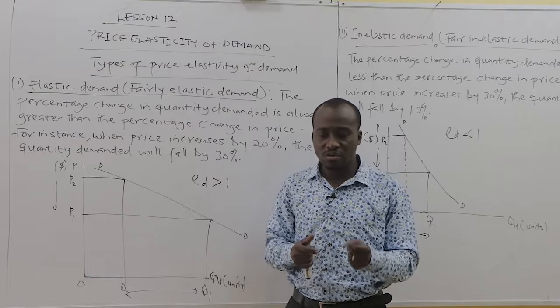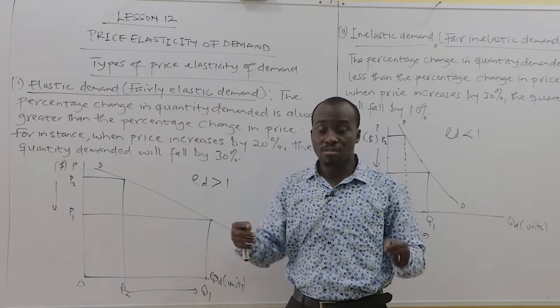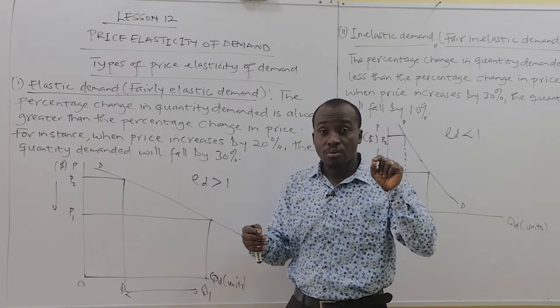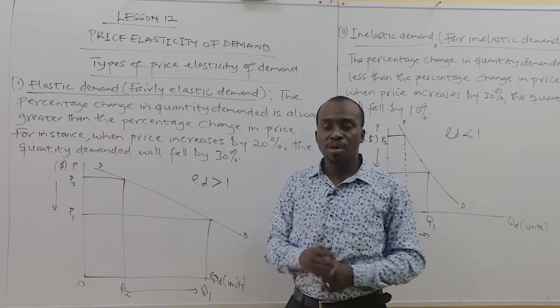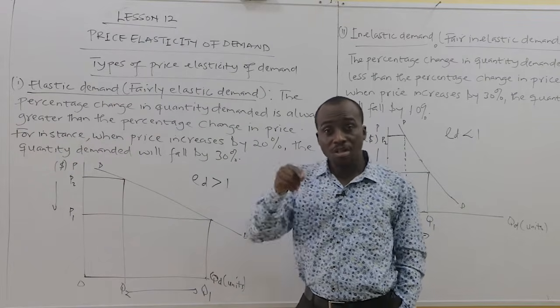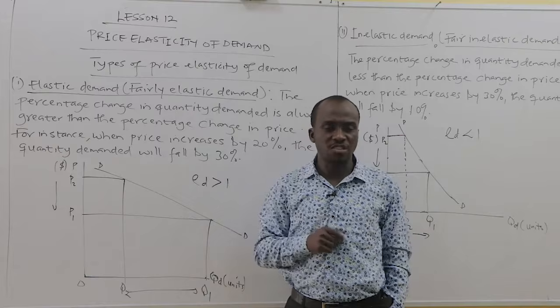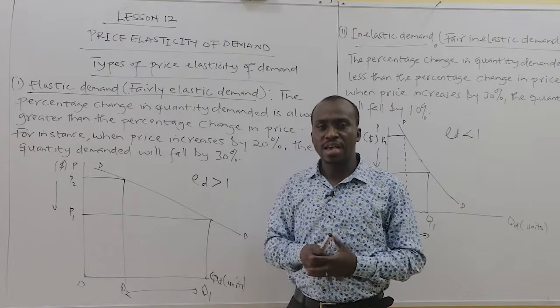If the price decreases by a small margin, demand will rise by a large margin. If the price goes up by a small margin, demand will fall by a large margin. That means if you buy a commodity in the market that behaves that way, the commodity is very sensitive to changes in price. The slightest changes in price bring about a higher change in demand.